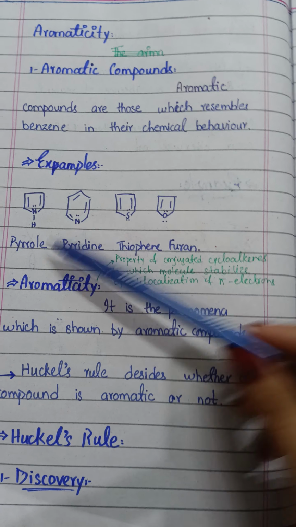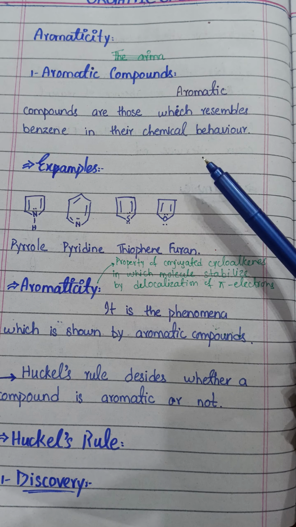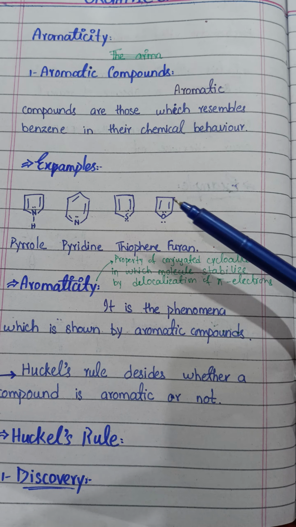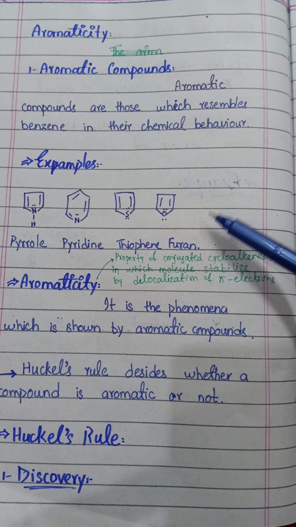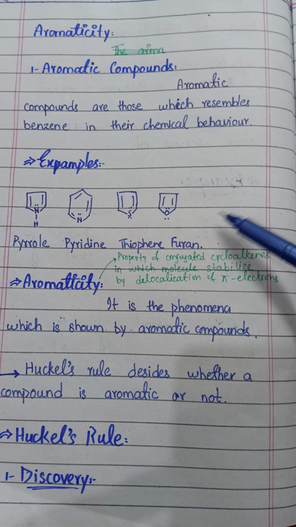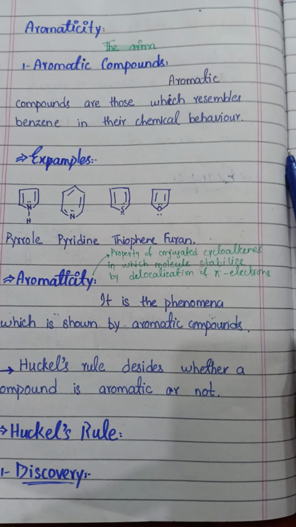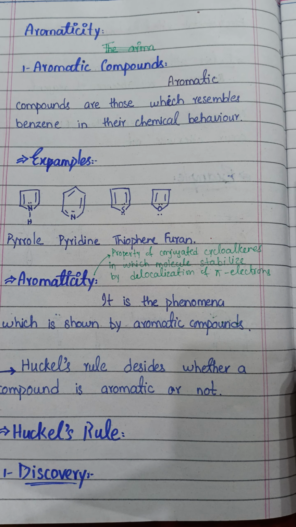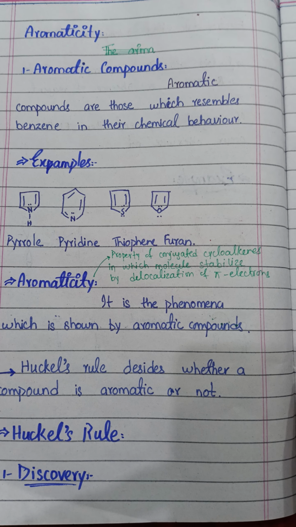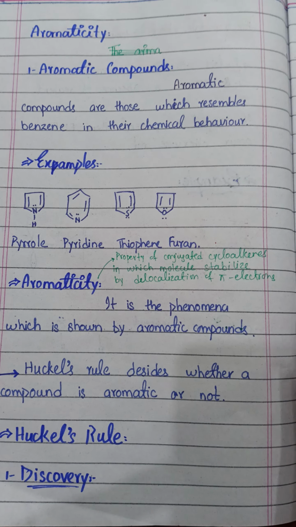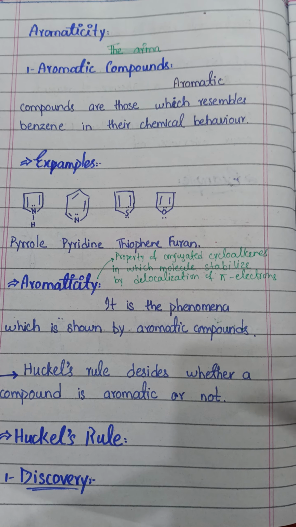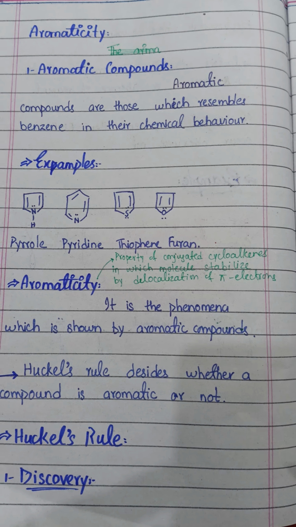Now, why do we call these compounds aromatic, and why do we say some compounds are not aromatic? What is the difference? We can't say that all circular ring structures are aromatic. No, sometimes we have many rings which are considered non-aromatic and anti-aromatic. So why do we call them non-aromatic and anti-aromatic? We discuss this in this video.